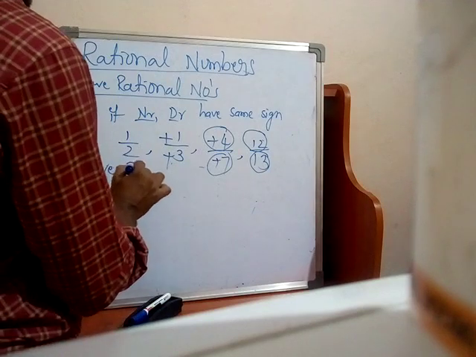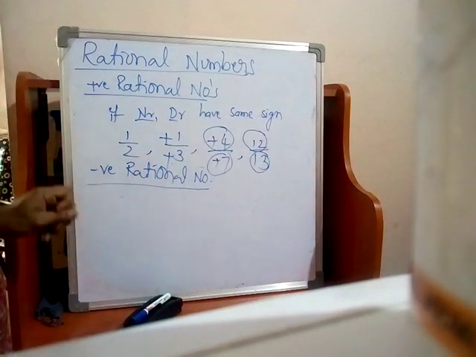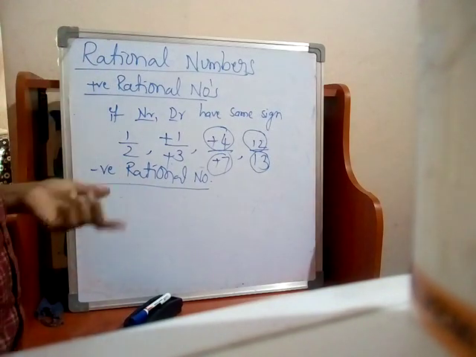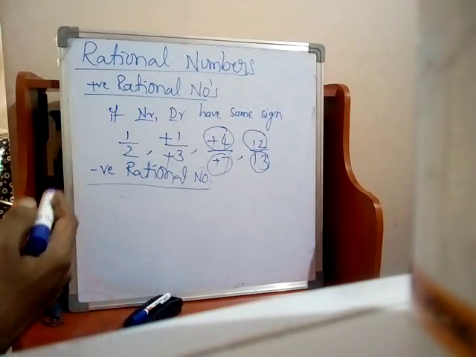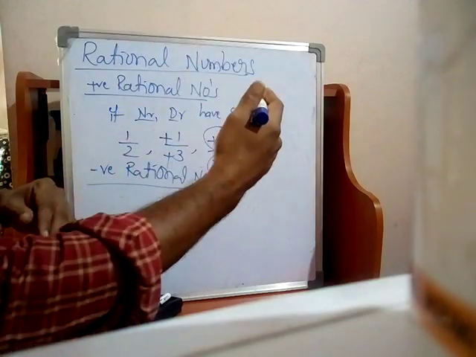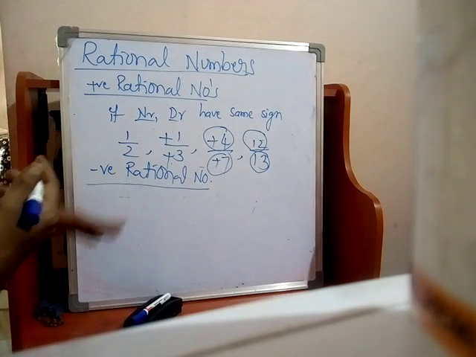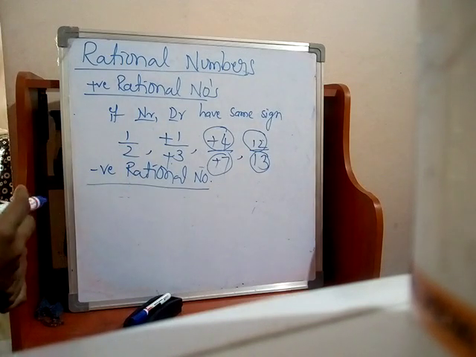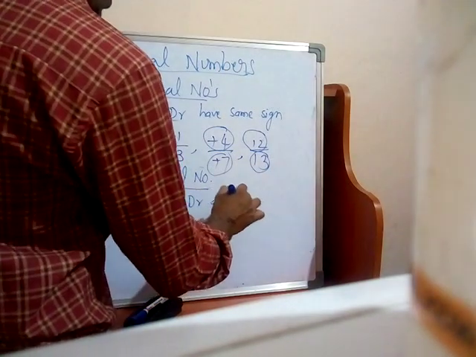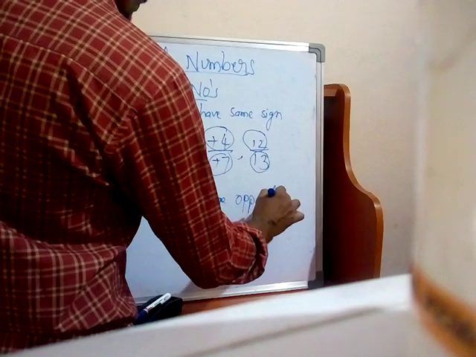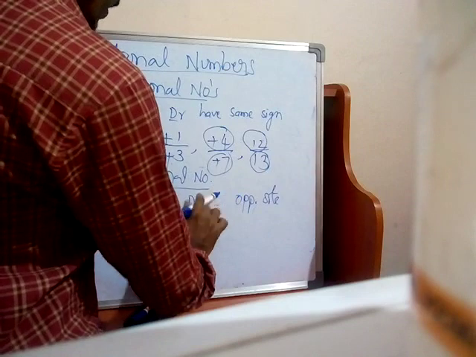Negative rational number. What is a negative rational number? So a rational number is said to be negative if numerator and denominator have opposite signs. Opposite sign means if numerator is positive, denominator is negative. If denominator is positive, numerator is negative. A rational number is said to be negative if numerator and denominator have opposite signs.